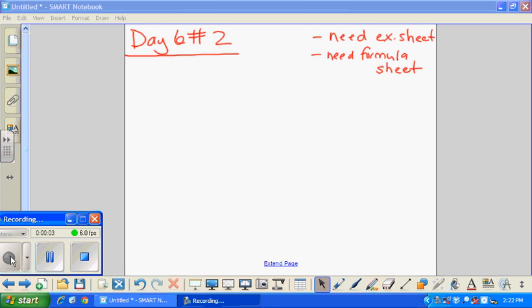Okay, well, welcome to two more examples on accelerated motion using the formulas. This is the day 6 examples in your handout package. The two things you need are your example sheet and your formula sheet before you begin. If you don't have those ready, just please pause the tape until you do.